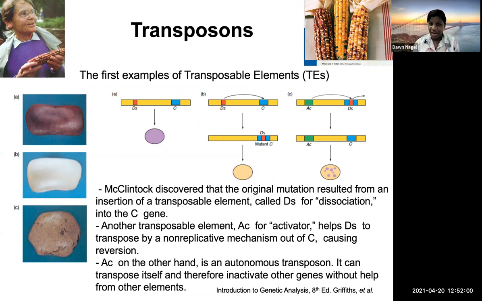And the reason you have so many different colors is because it's not happening in every cell at the same time, right? It's a somatic insertion. So it's not happening in every one of these cells at the same time. So not all kernels will have either purple or white.